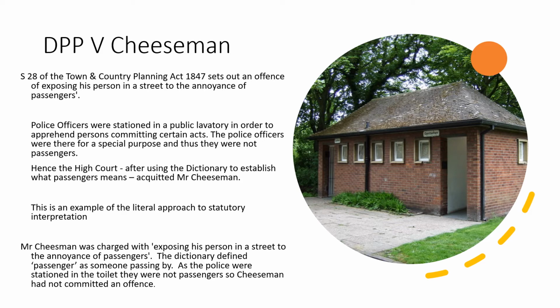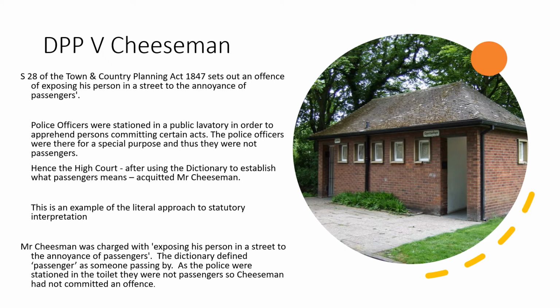Perhaps more famously, the word passenger was interpreted. A passenger means someone who is in motion, somebody who's moving, a wayfarer for example, or someone passing by. What that was held not to mean was the police officers who were stationed in the toilets to catch these people in the act. He was charged with exposing his person in the street to the annoyance of passengers, and the dictionary defined passenger as someone passing by. As the police were stationed in the toilet, they were not passengers, so Cheeseman had not committed an offence. Of course, this is not the effect that Parliament wanted in setting out this Act.